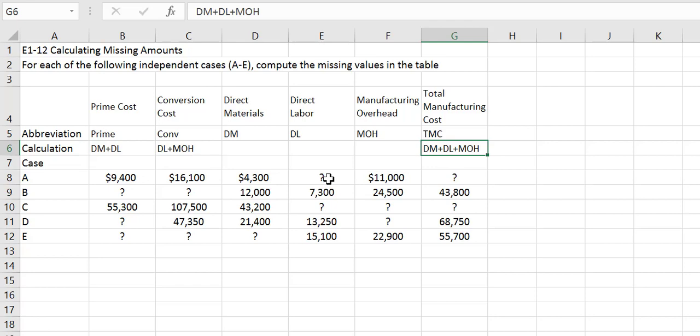So we know that materials plus labor is prime costs. So we can calculate the direct labor by taking the prime cost and subtracting out the materials. Okay. That gives us 5,100. We should also be able to calculate that cost by taking conversion cost and subtracting out manufacturing overhead. That also gives us direct labor. Let's see if it works.